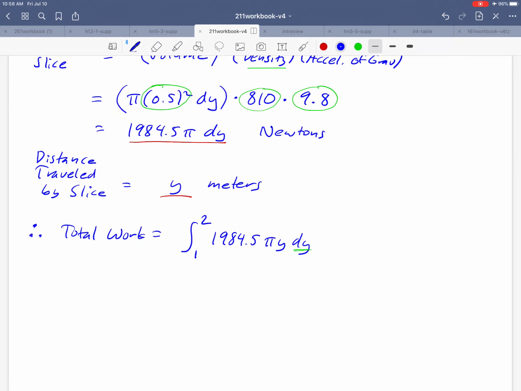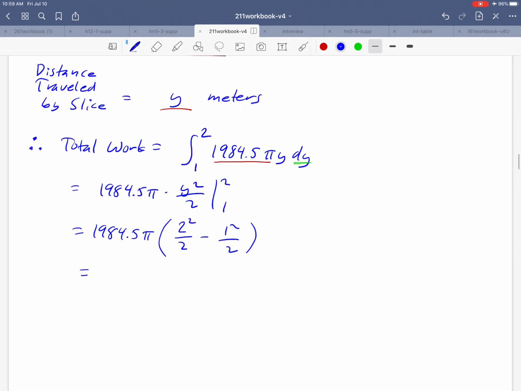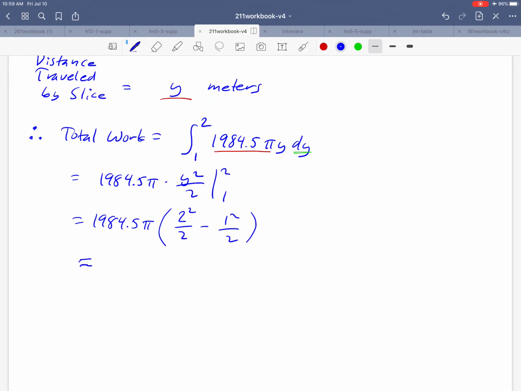Okay, and we are ready to calculate the integral, so we could maybe take this constant and move it outside, 1984.5 pi, and antiderivative of y would just be y squared over 2. And we need to evaluate that between 2 and 1. So if we substitute our two limits of integration in, we're going to get 2 squared over 2 minus 1 squared over 2. And the rest is a job for your calculator here. If you punch that in, you can double check me.